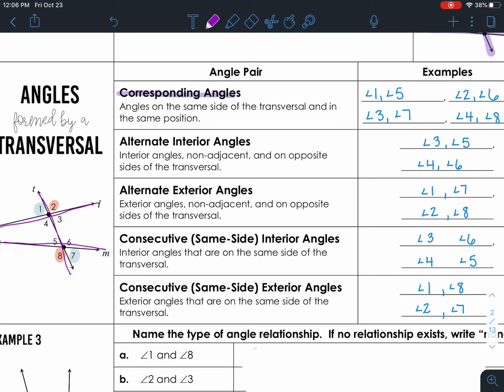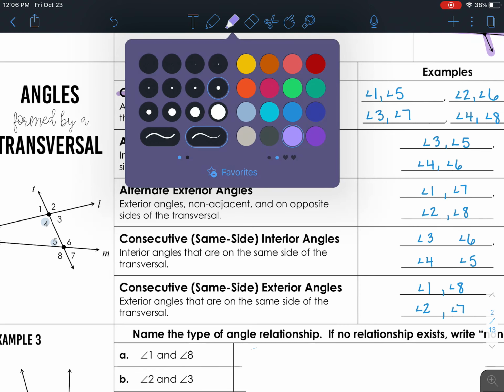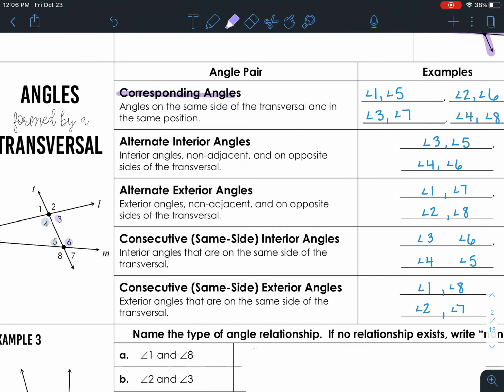Next, we're going to be talking about consecutive interior angles. We also call these same side interior angles, you'll hear. All right, consecutive interior angles are going to be examples like 4 and 5. Another example is going to be 3 and 6. They are consecutive, meaning right on top of each other, but they are on the inside of those lines cut by the transversal. And again, you can see why they call them same side interior.